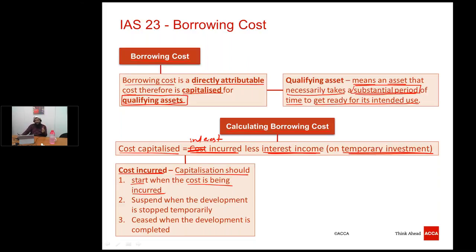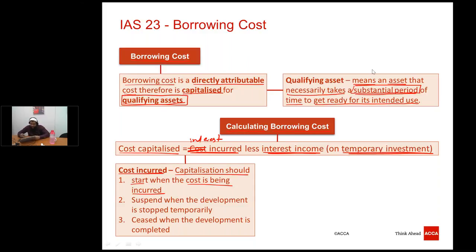For example, I've taken the loan on 1st January, but the construction starts on 1st March. So the capitalization will start from 1st March, from when we have started to construct the asset, not from when we have taken the loan.